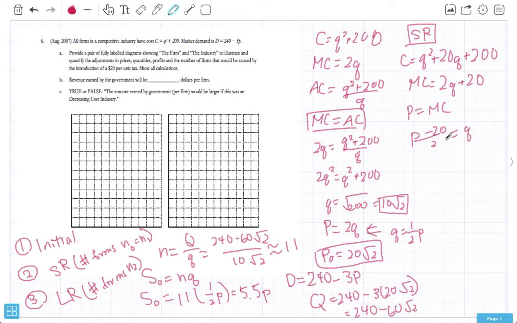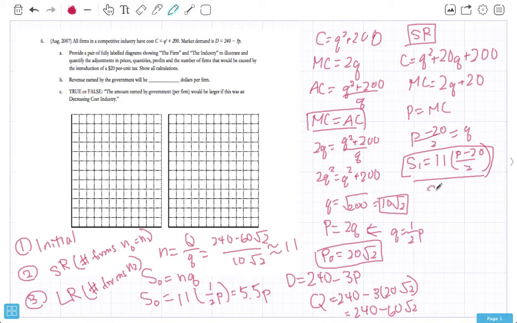And then you can use this to find this new supply curve. Supply curve is N times q, remember? And N is still 11 because it stays the same since it's short run, right? So it's 11 times quantity after tax. Just plug it in, and now you have your new supply curve.